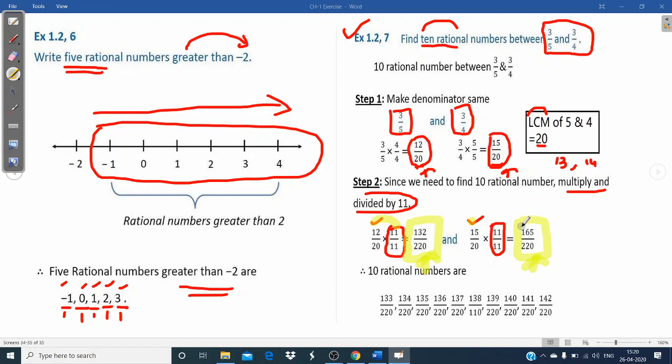Now between 132 and 165, you can find out easily 10 rational numbers. That number should be more than 132 and it should be less than 165. So between 132 and 165, more than 132 I've written 133, 134, 135, 136, 137, 138, 139, 140, 141, 142. And what should be the denominator? Denominator should be 220, whatever the denominator in the last stage. So 220, don't forget to write the denominator.